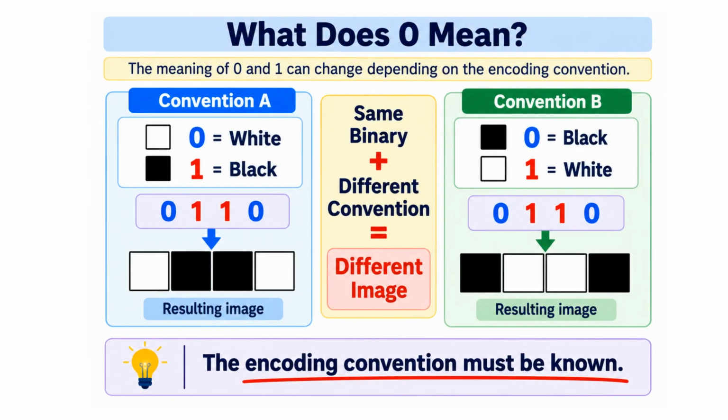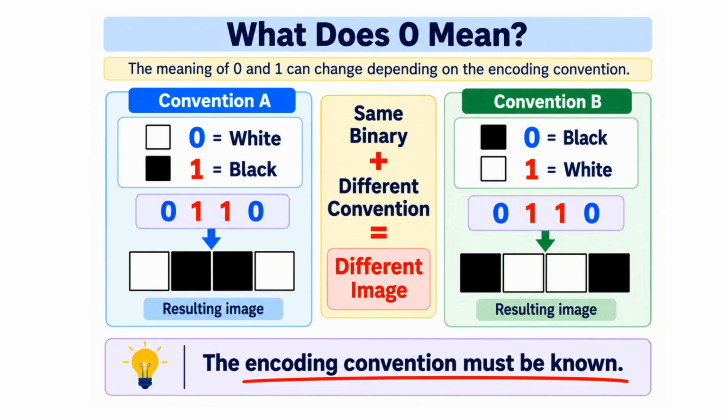The meaning of 0 and 1 is not always fixed. It depends on the encoding convention being used. In convention A, 0 represents white and 1 represents black. So the binary sequence 0, 1, 1, 0 produces white, black, black, white.